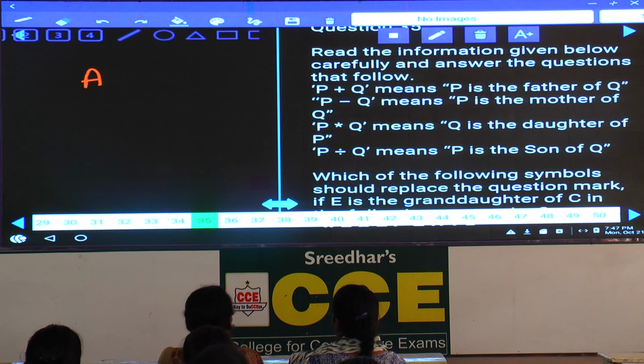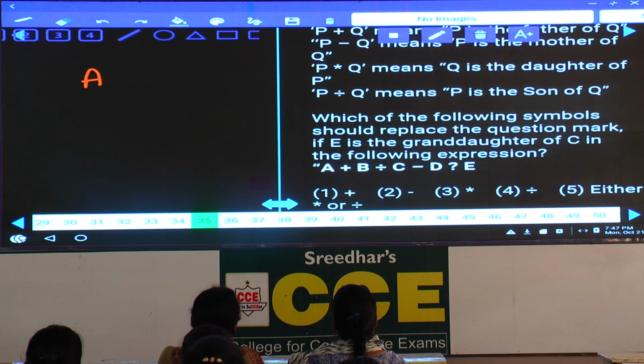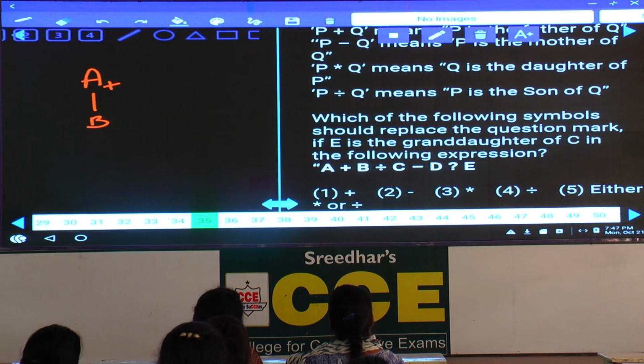A plus B stands for what? A is the father of B. B divided by C means B is the son of C. As B is the son of C, now A and C are a married couple. B is the son of C. C minus D means C is the mother of D.